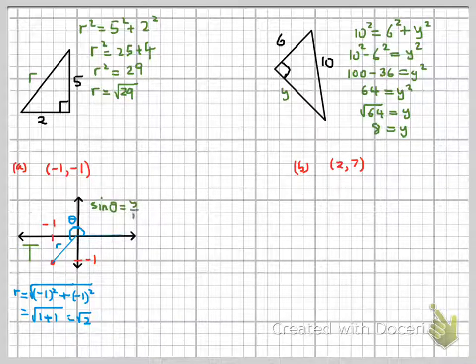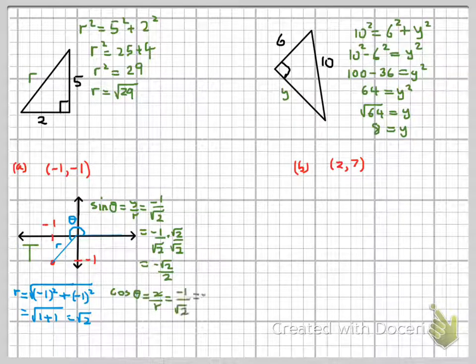And now we can talk about the trigonometric ratios of theta. Sine of theta is y over r, which is -1 over root 2, and your result is as shown. If you rationalize the denominator, because you don't really want root 2 as a denominator, your result will be -root 2 over 2. Similarly, cosine of theta is x over r, which is the same thing as -1 over root 2. By definition, cosine of theta is x over r. And if you rationalize the denominator, you will get -root 2 over 2. And finally, tangent of theta is y over x, which is -1 over -1.